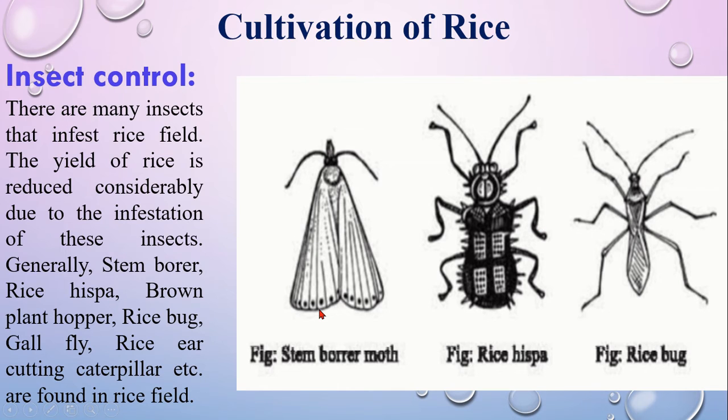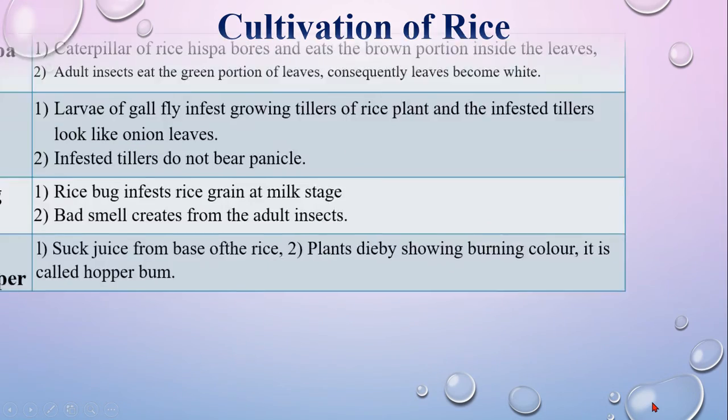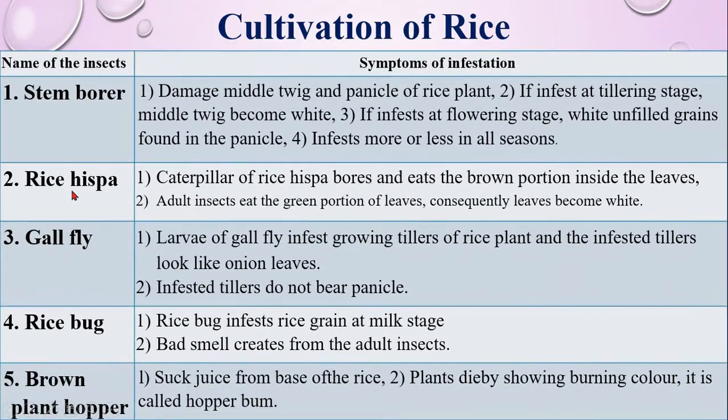You can find this topic in your textbook, page number 113, with the description as well, because this is very, very important for your MCQ and CQ. You have to memorize the figure of the individual insects. For example, stem borer moth. What is the symptom of this type of moth?